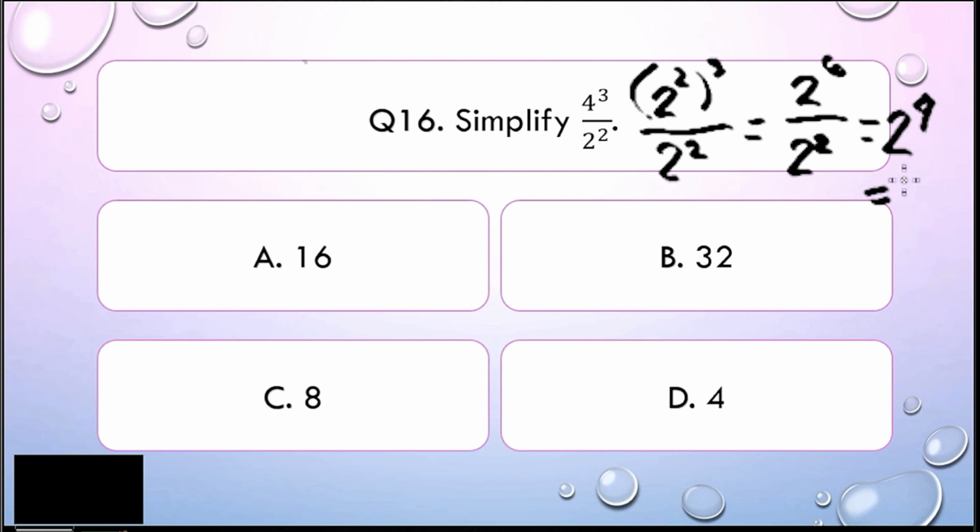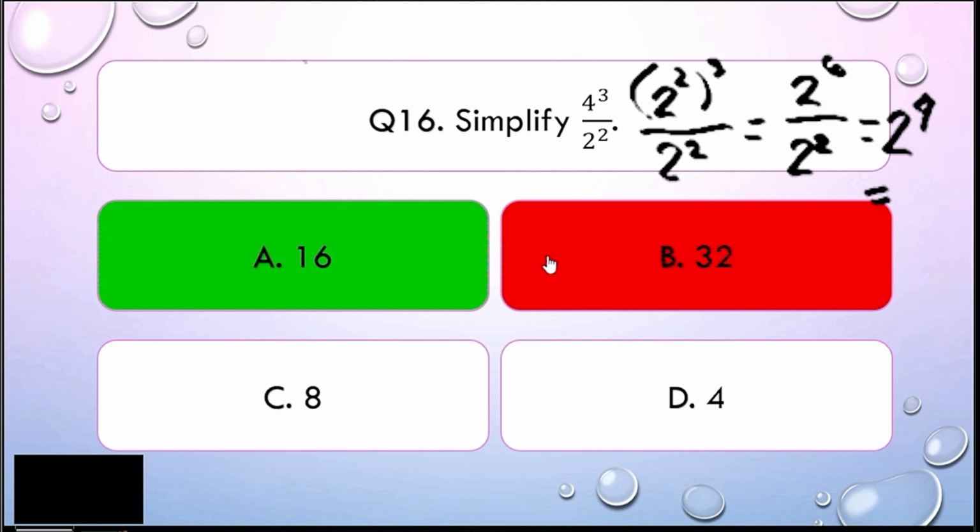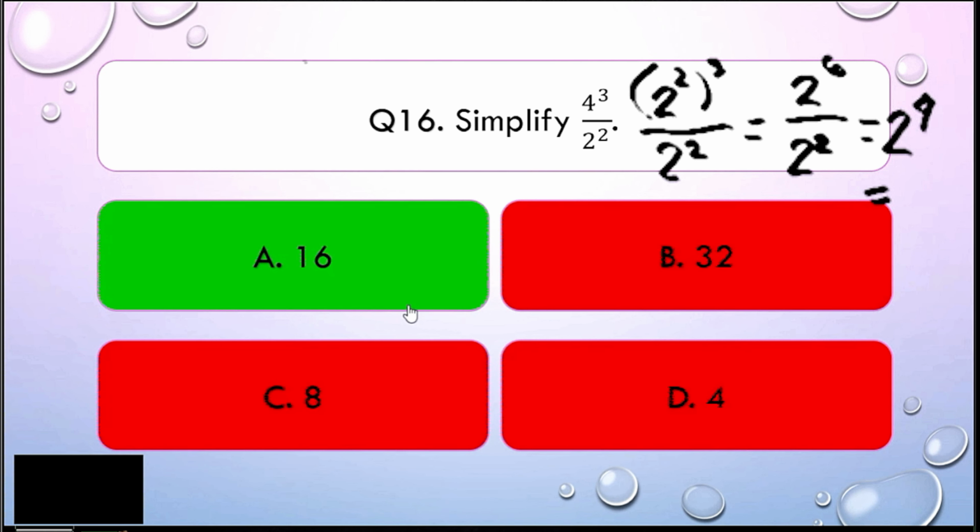So the question is, what is the value of 2 to the 4th power? So that means 2 times 2 times 2 times 2. So that is 2 times 2, that is 4, times 2, 8, another times 2, that is 16. So the correct answer for this given problem is letter A. Now let's check whether we are correct. All right. Easy, right? Very easy, my dear math learners.